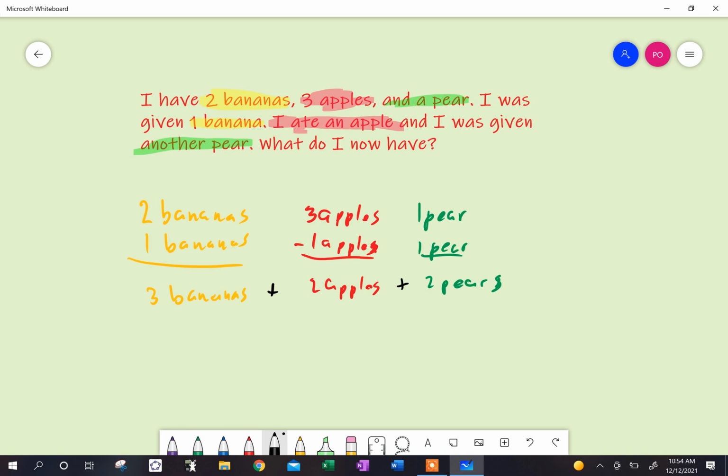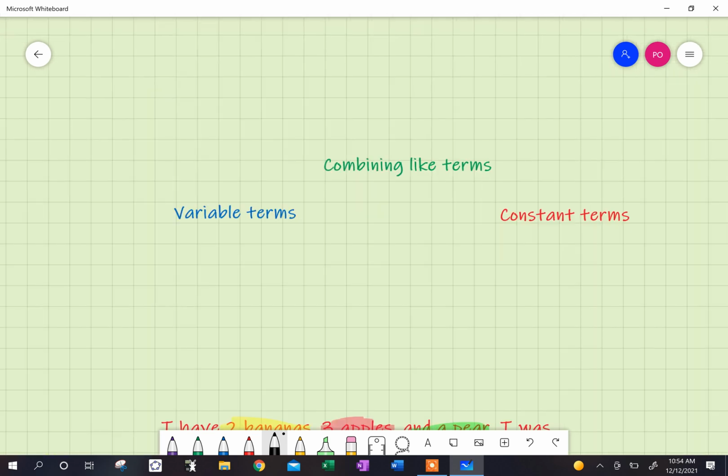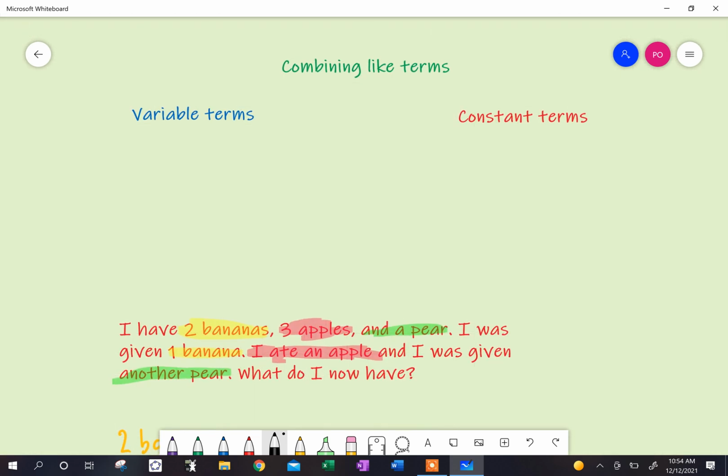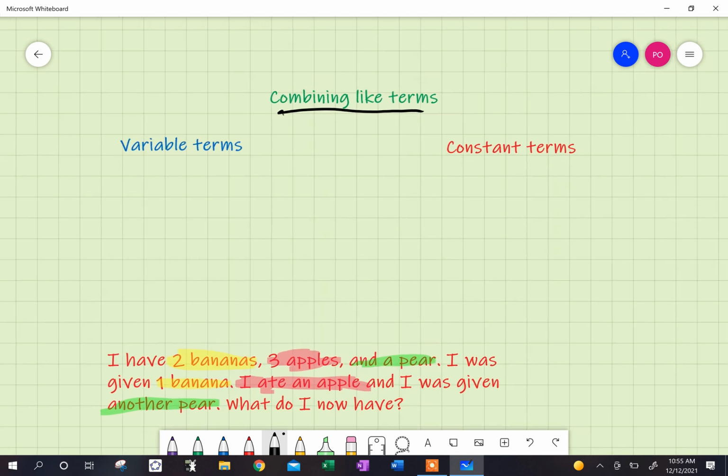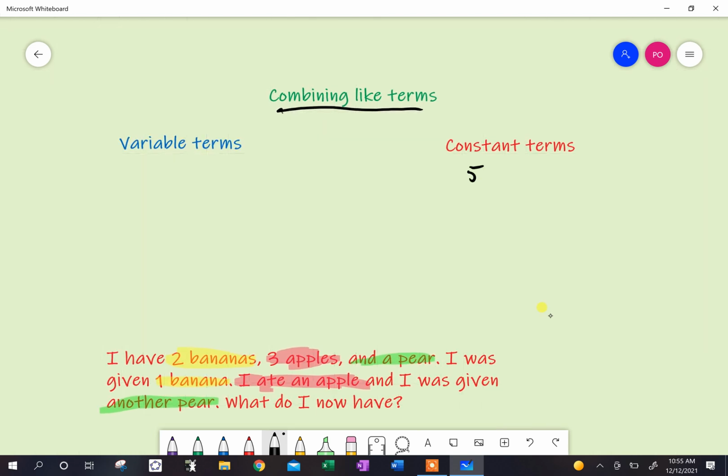Now, let's take a quick look mathematically, because this is where people start having problems. Here I was combining fruit. In mathematics, we're going to combine terms, and that's why it's called combining like terms. So I have constant terms, and a constant term would be something that never changes. So 5 never changes. 1/2 never changes. -3 never changes. Those are constant terms.